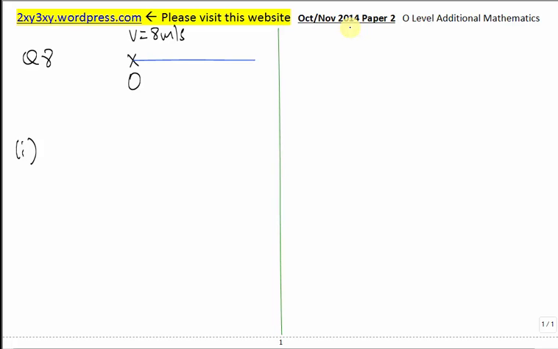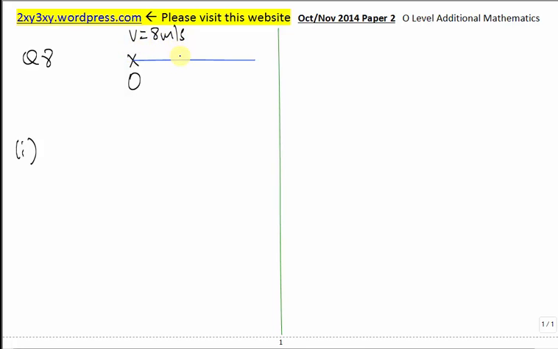We are doing 2014 A-Maths paper 2, question 8. In this question, we are told that a particle traveling in a straight line passes through a fixed point O with a speed of 8 meters per second. At the point O, the velocity is 8 meters per second.